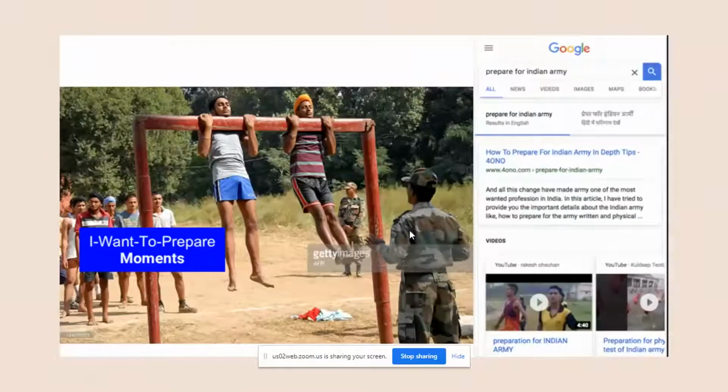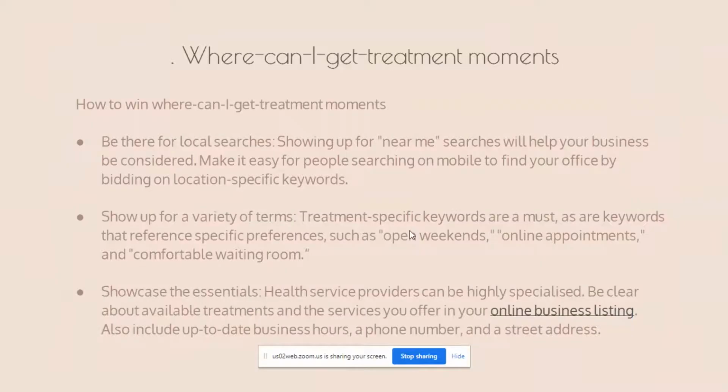And then of course you have "I want to prepare" moments, wherein they are searching a lot of content related to how I should prepare to be a part of this very big and very respectable organization. So these are some moments.